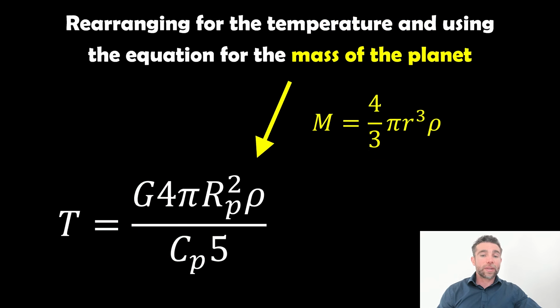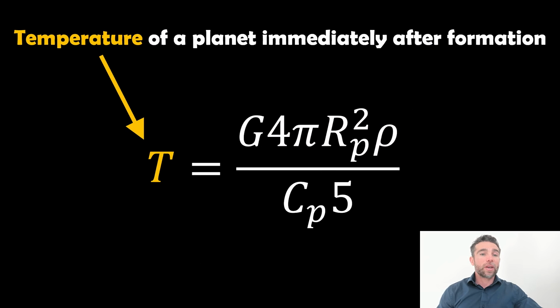So we've rearranged that. We've also then removed the mass out again by putting in the mass of a sphere. We're assuming these planetary embryos are spherical, so it's in terms of radius and density. This then gives us our temperature for the planet straight after formation. So we just need the radius of the planet, the density, and the specific heat as well. So there we go, we've got the equation there. So what we're going to do now is look at some examples in our own solar system to see what temperature they might have been straight after formation.